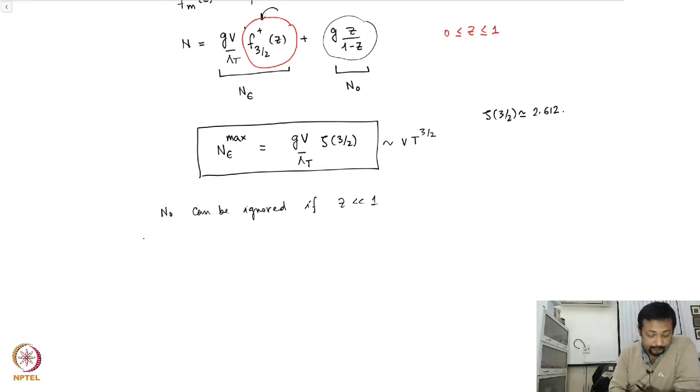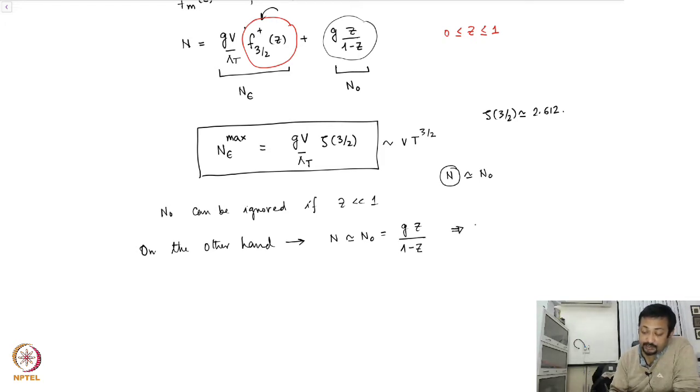On the other hand, if N, the total particle number, is dominated by the number of particles in the ground state, so that you have N z approximately this, you see what happens to z.